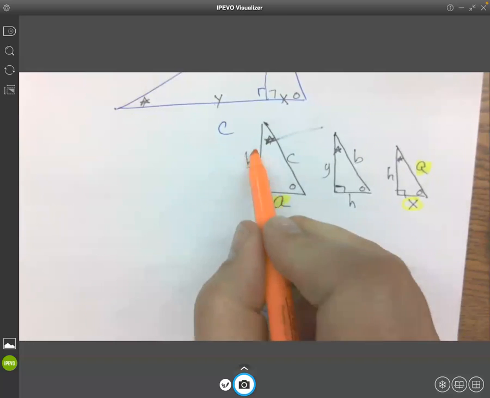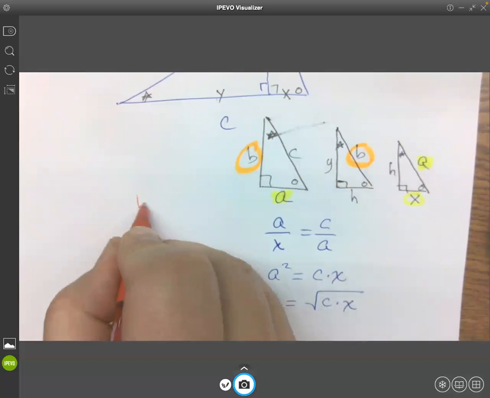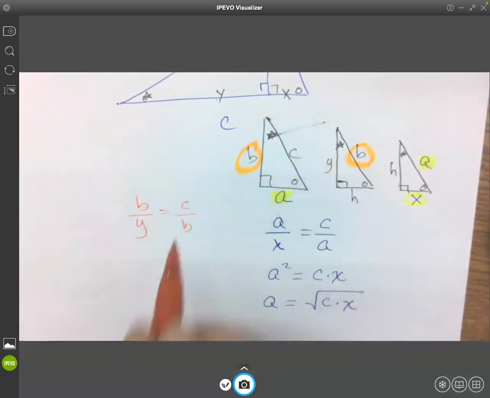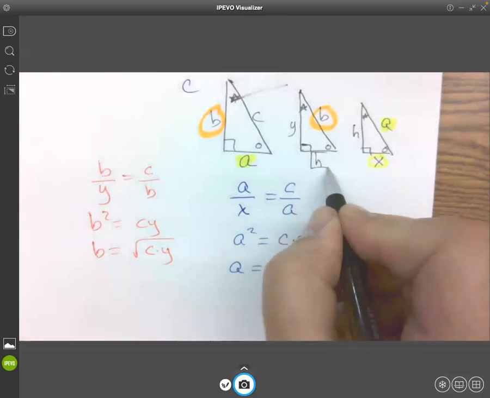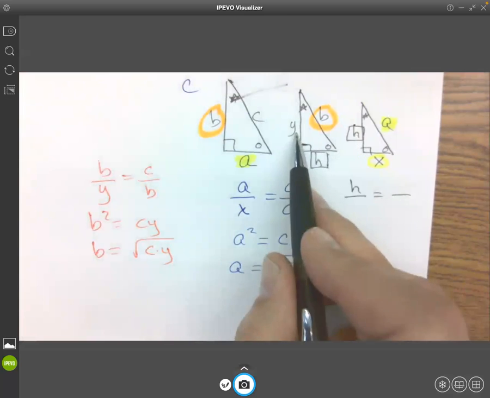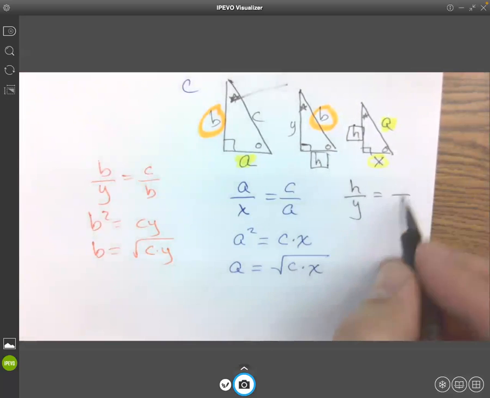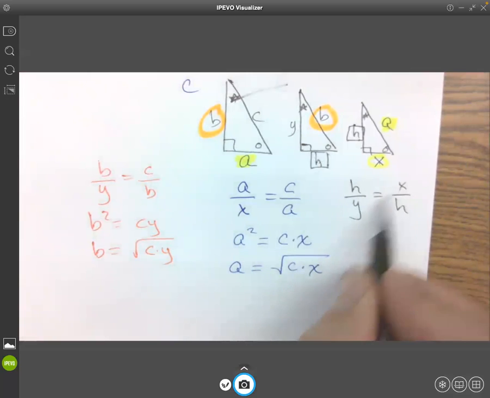Try another one. Let's do B. What would be a good proportion to set up for B? B is to Y as C is to B. I like that. And again, they cross multiply, and I get B squared is equal to CY. So B is equal to root C times Y. One more. I want to do the H. So H is to what? Can we do H is to Y as X is to H? Does that work? H is to Y as X is to H. Cross multiply.